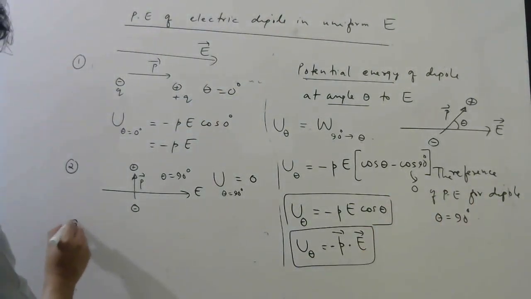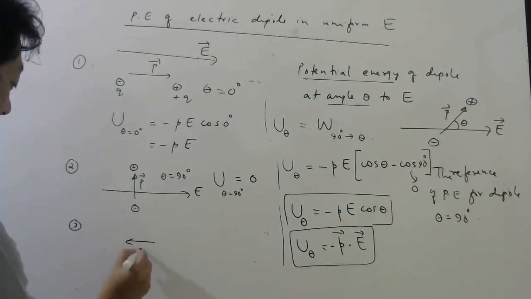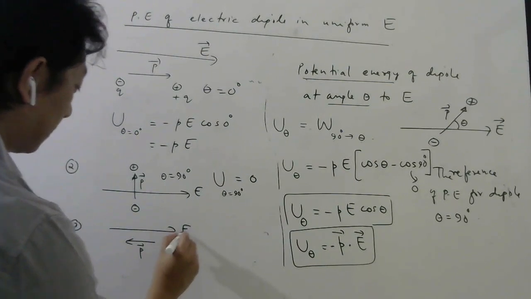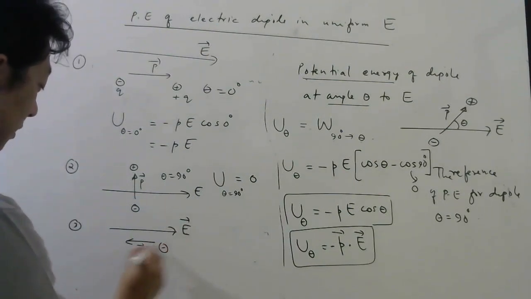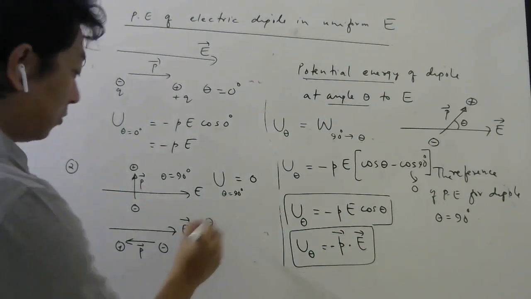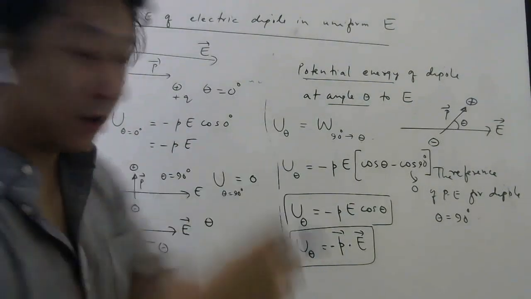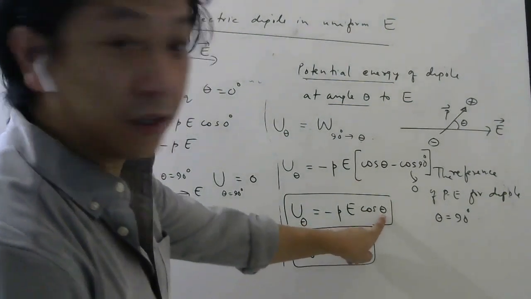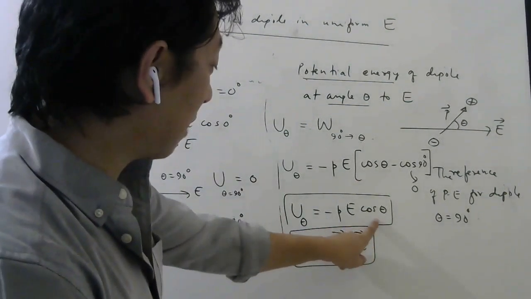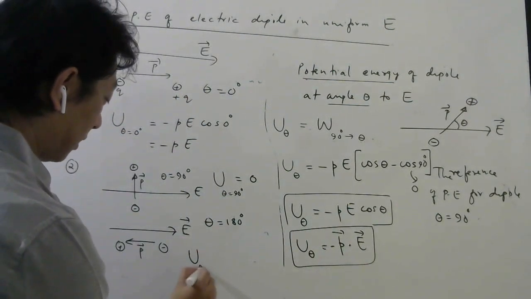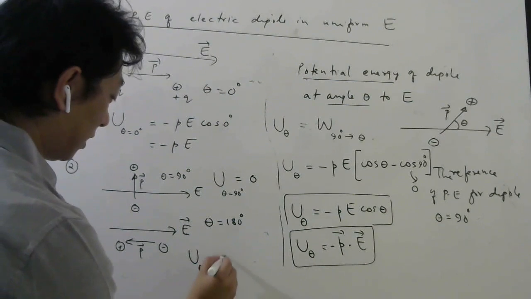Then the third case, when the dipole moment vector is opposite to the electric field, minus charge is here, plus charge is here. Then what is the angle between the two vectors? They are opposite vectors, so the angle will be 180 degree. Put angle 180 degree. Cos 180 is minus 1. That minus 1 will make this minus into plus. So the potential energy at theta equal to 180 degree is plus PE.